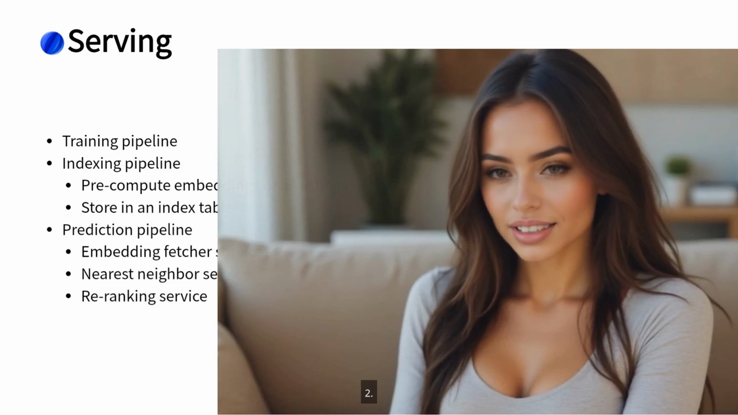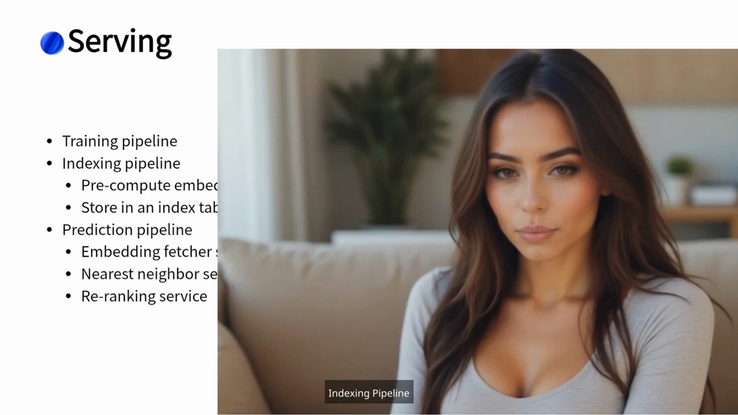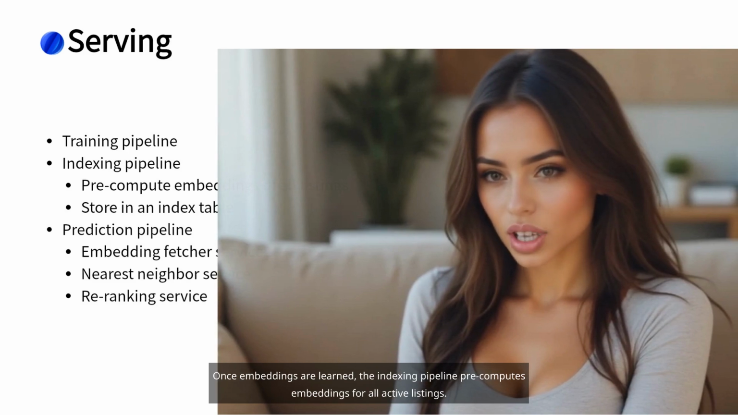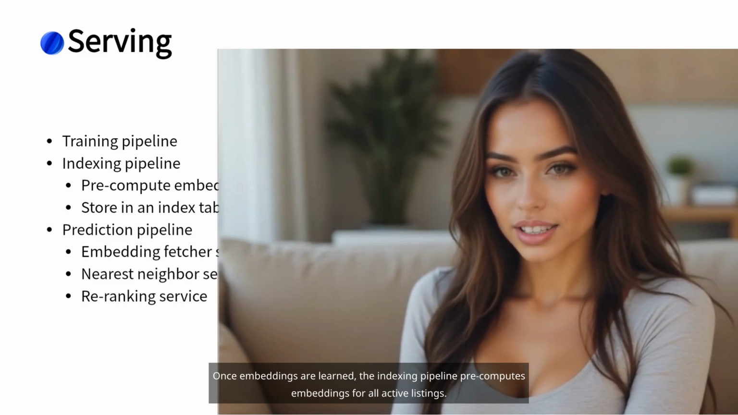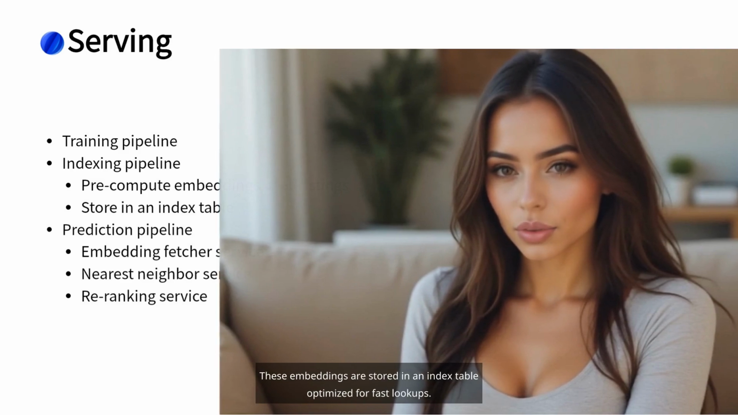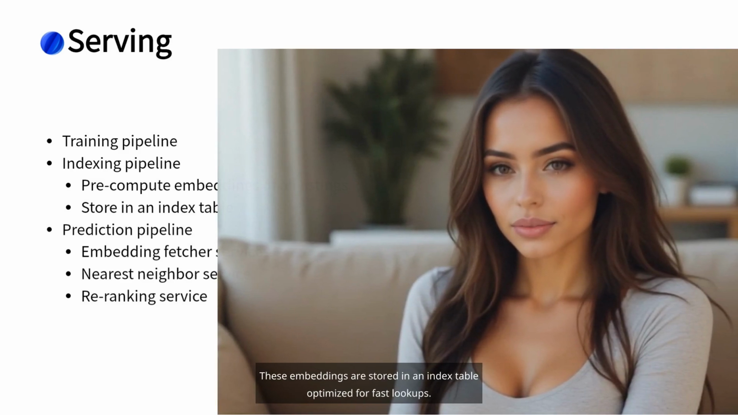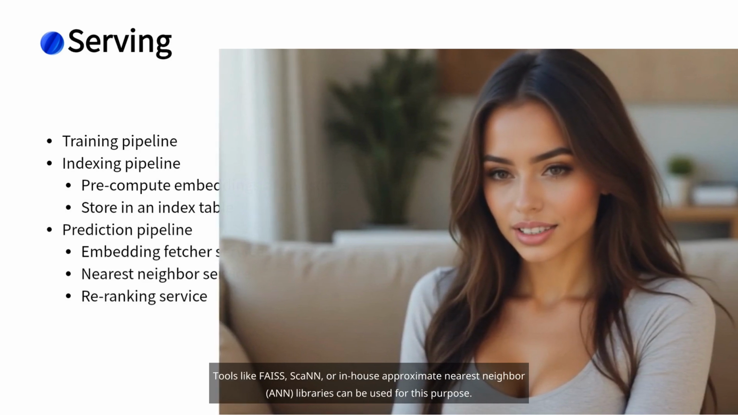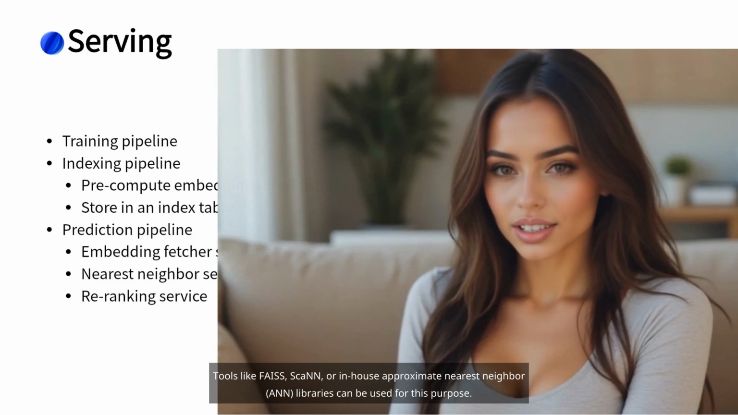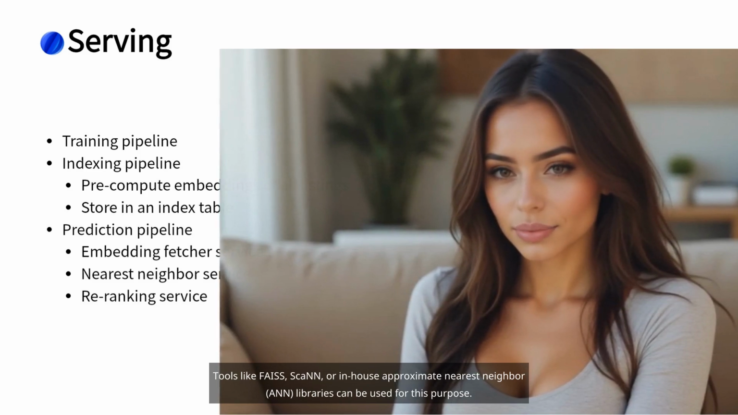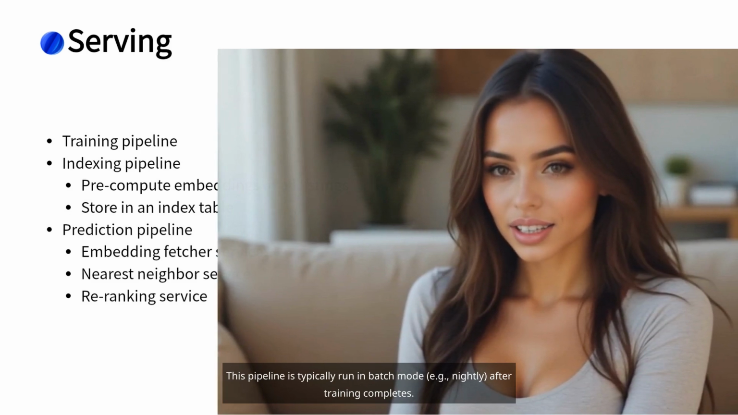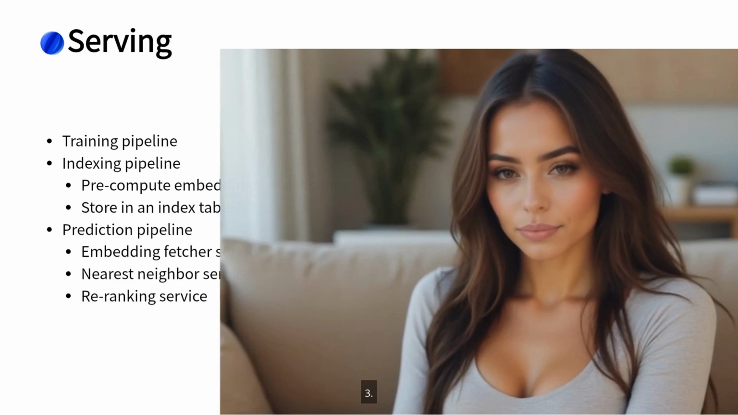2. Indexing pipeline. Once embeddings are learned, the indexing pipeline pre-computes embeddings for all active listings. These embeddings are stored in an index table optimized for fast lookups. Tools like FAISS, ScaNN, or in-house approximate nearest neighbor (ANN) libraries can be used for this purpose. This pipeline is typically run in batch mode, e.g., nightly, after training completes.